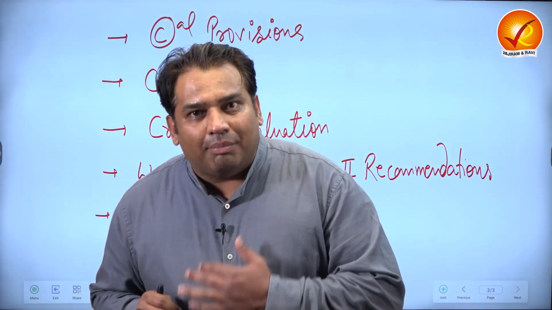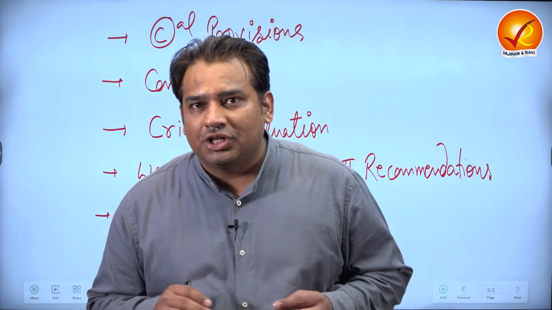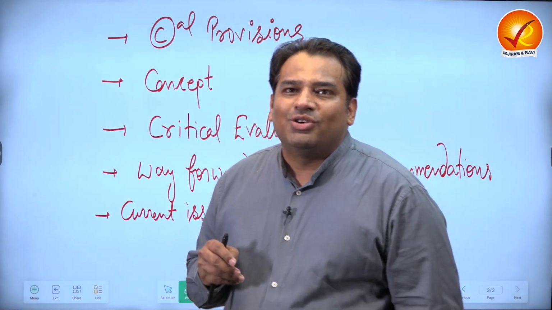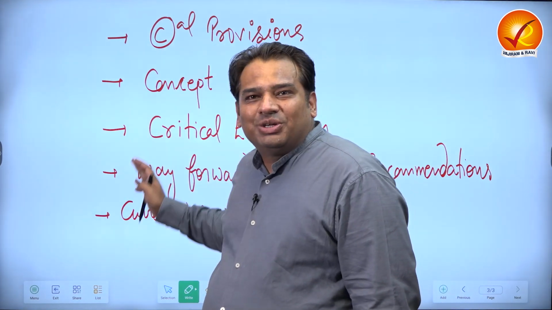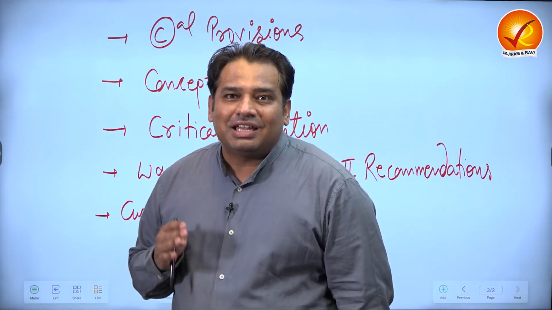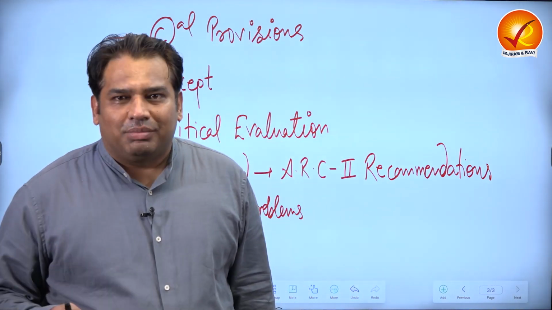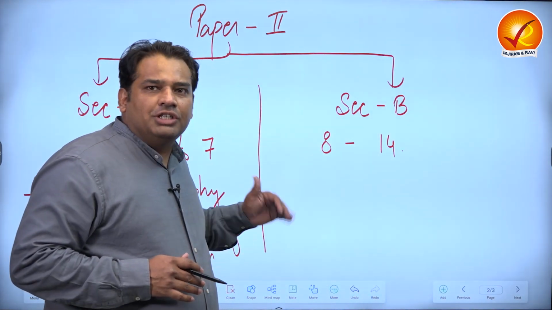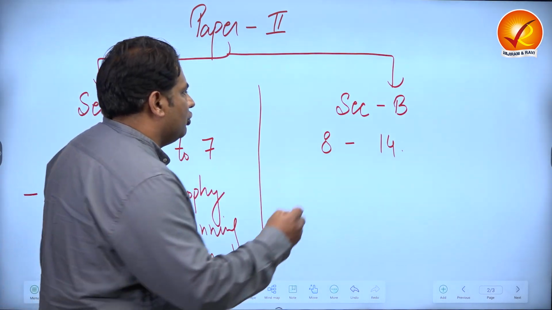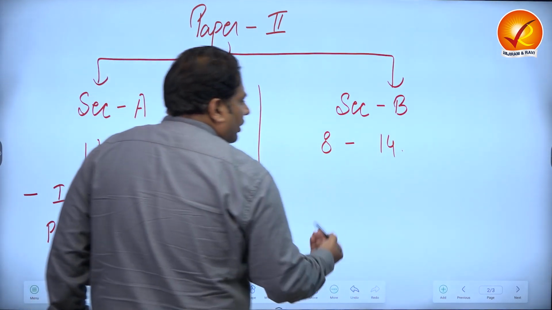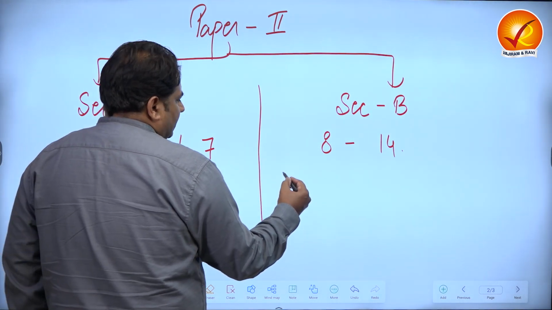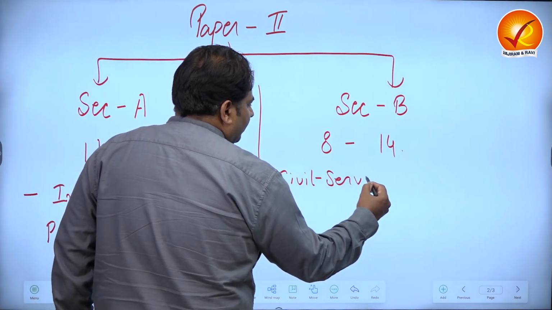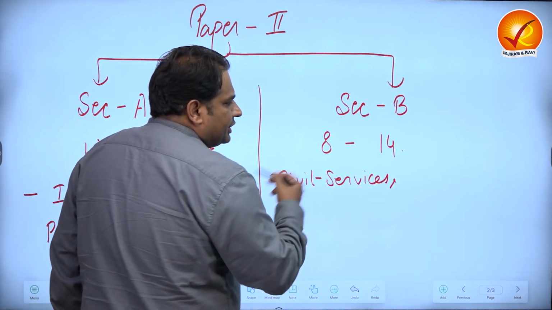Now I'm coming back to the syllabus relationship. I hope this idea is clear for all of us who are watching this video, about what we are going to cover in each and every topic of the paper 2 syllabus. Now coming back here, paper 2 section A has generally these units. Now in section B, we have units number 8 to 14, like civil services in India.